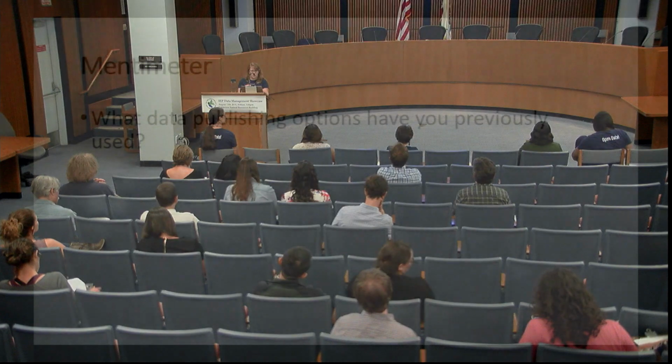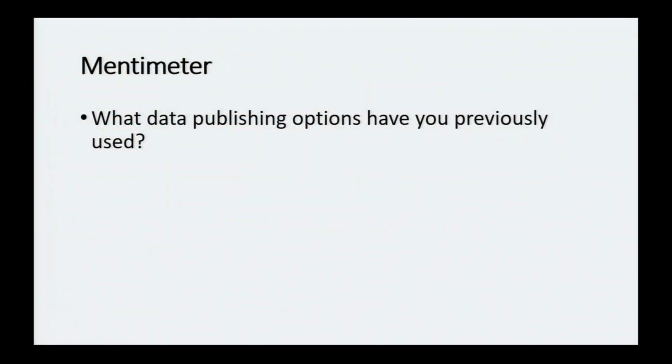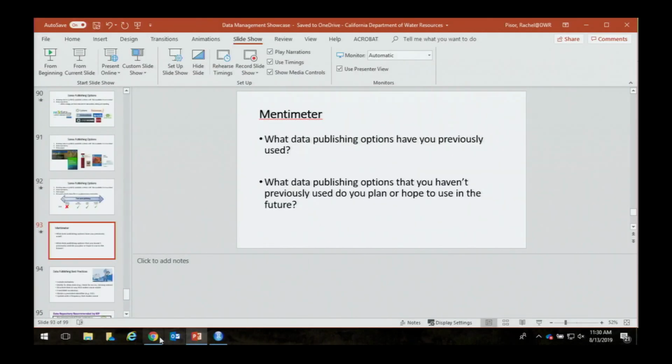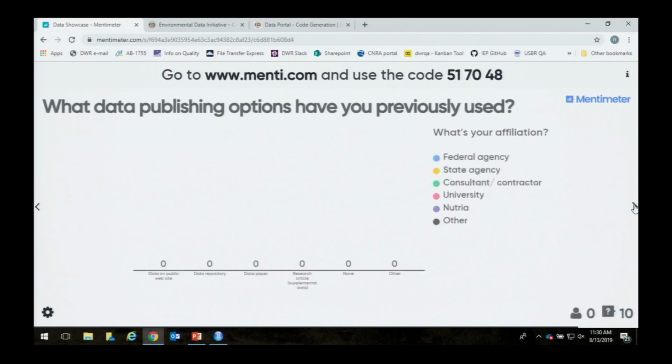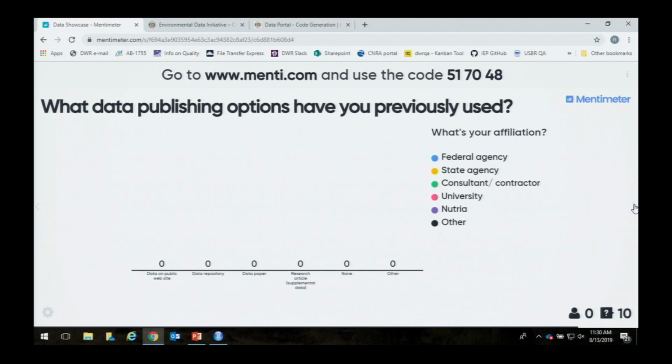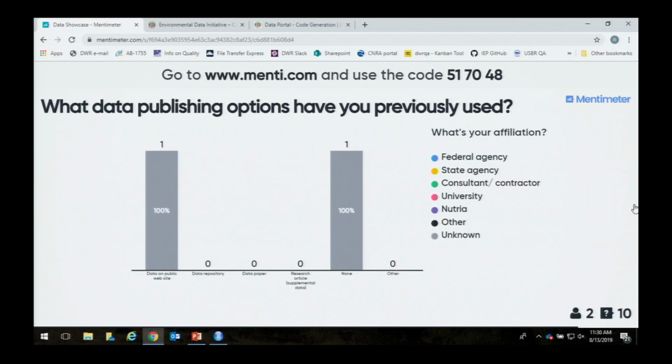Okay, so now it's Mentimeter time. What data publishing options have you previously used? Let me go to Mentimeter. So your options are data on public website, such as an FTP, data repository, data paper, research article, or supplemental data. And you can select as many as are applicable for you.